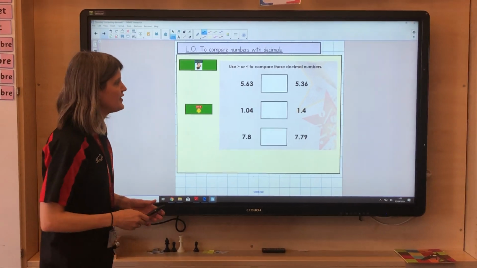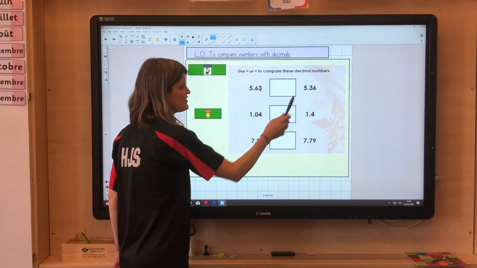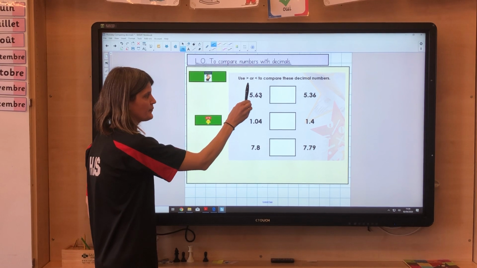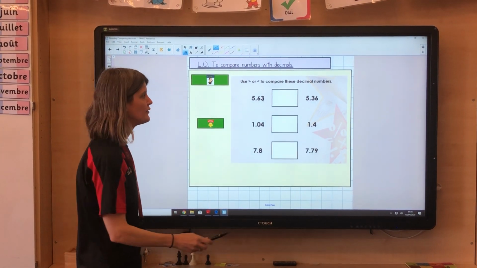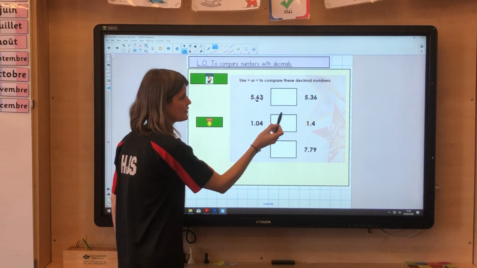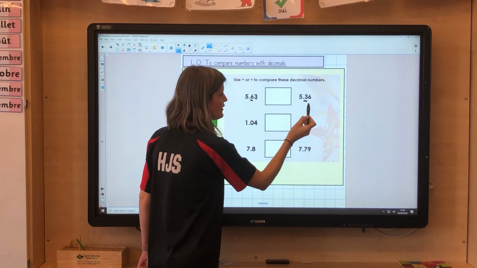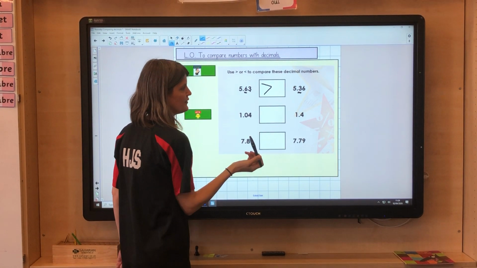Use symbols to compare these numbers. 5.63 and 5.36. Start from the front. The ones. They've both got the same number of ones, so I can't use that to compare them. So I go to the next column. This number's got 6 tenths. This number's only got 3 tenths. 6 tenths is bigger than 3 tenths.